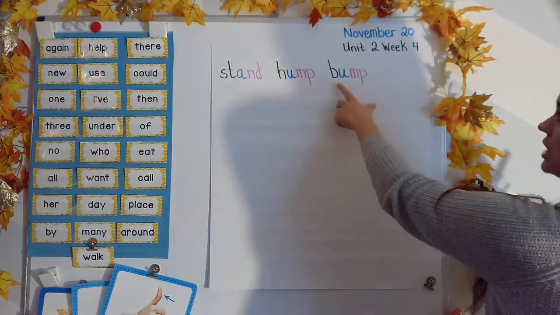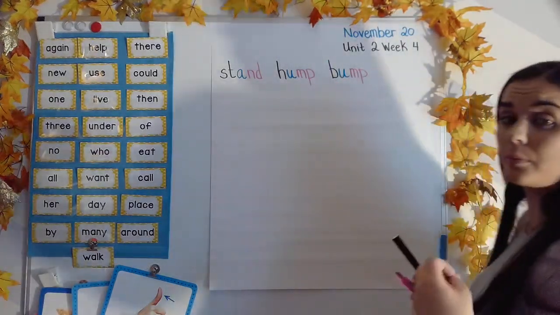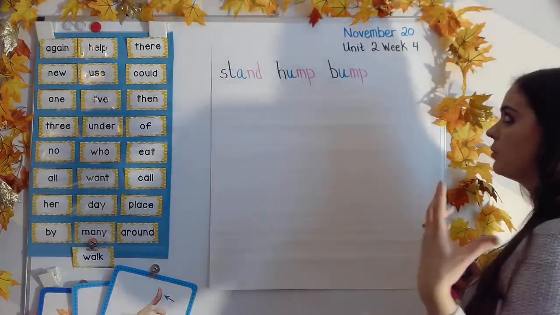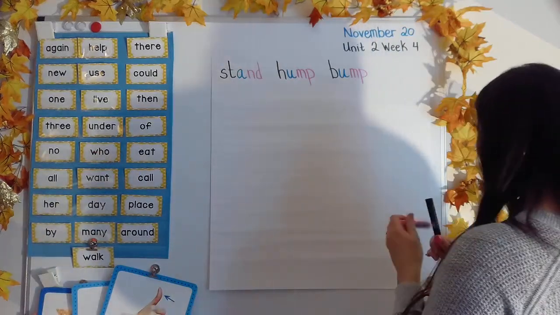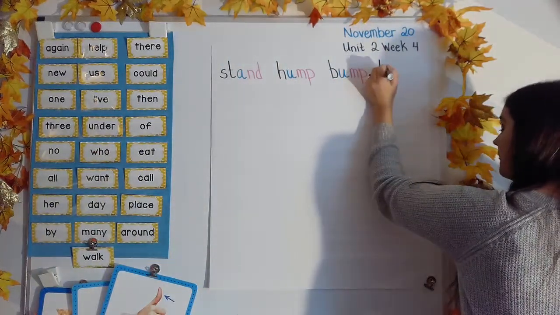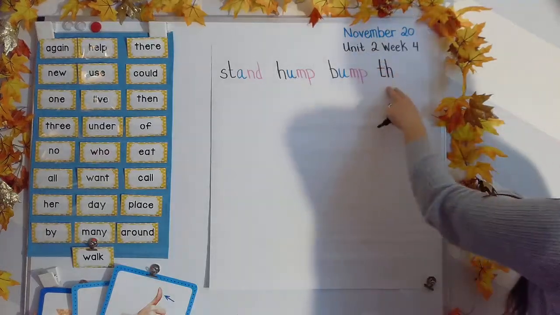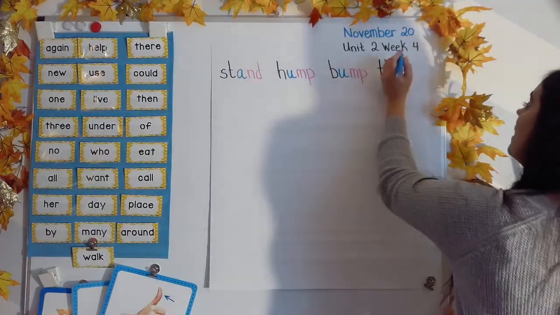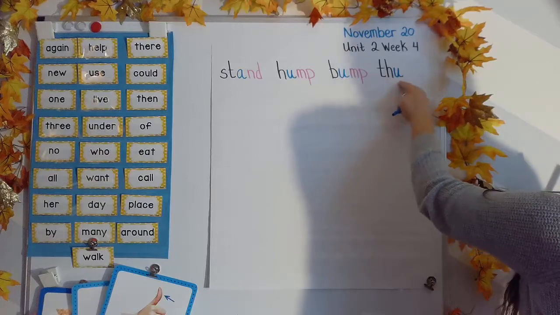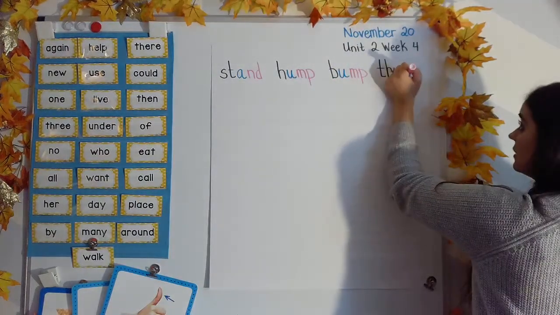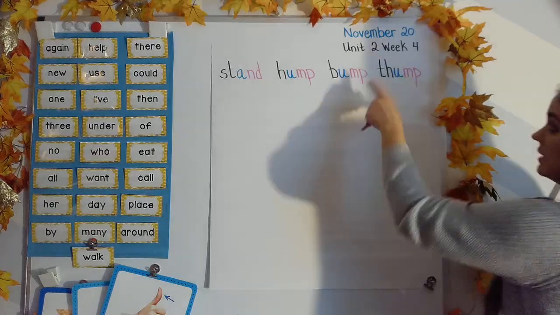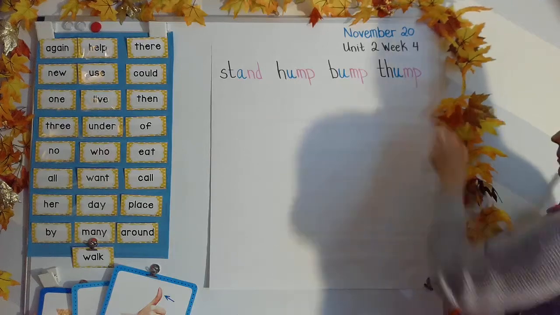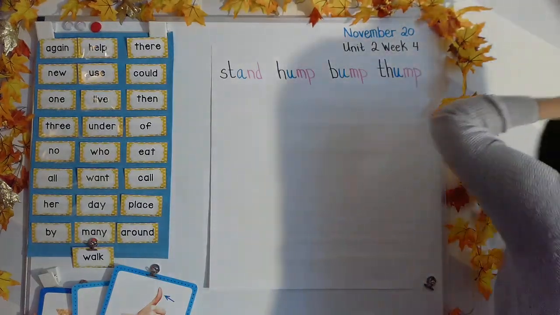Next word, thump. Your turn. Thump. So we're going to change bump into thump by only changing one sound. We're going to change ba into th. And what do we need to make th? T and H. Thank you. TH, like the thumb card. We still hear in thumb, th. We still have M and P, p. Thump.